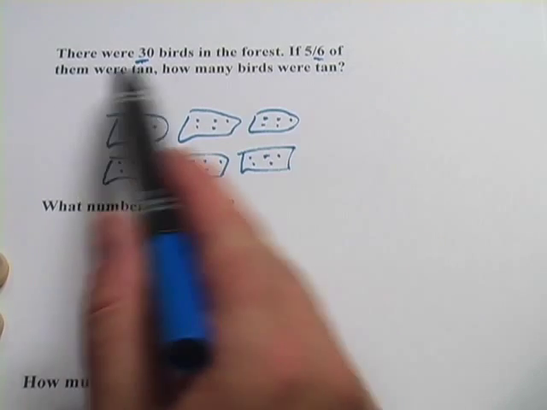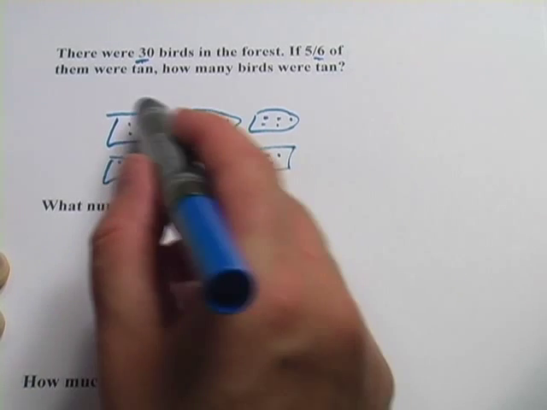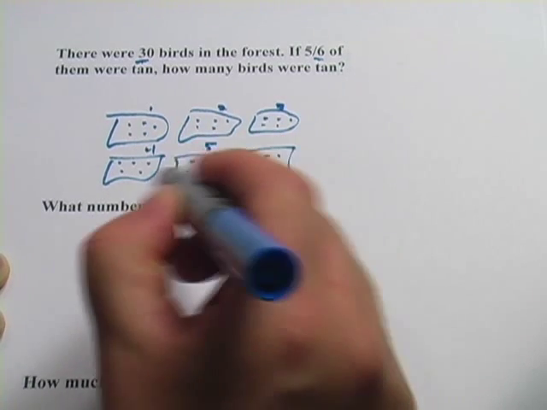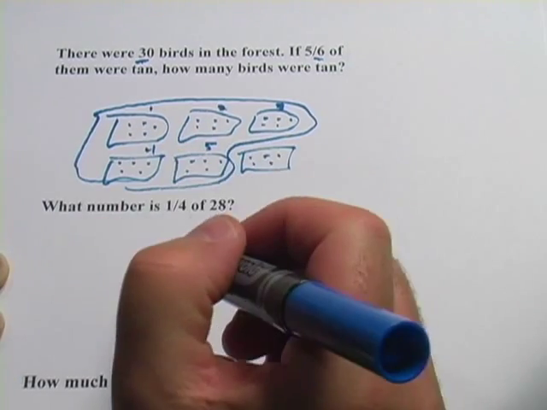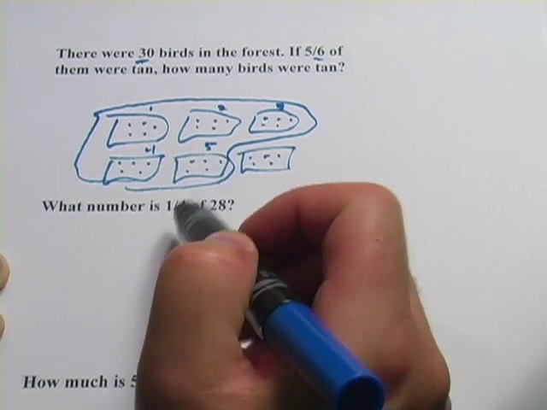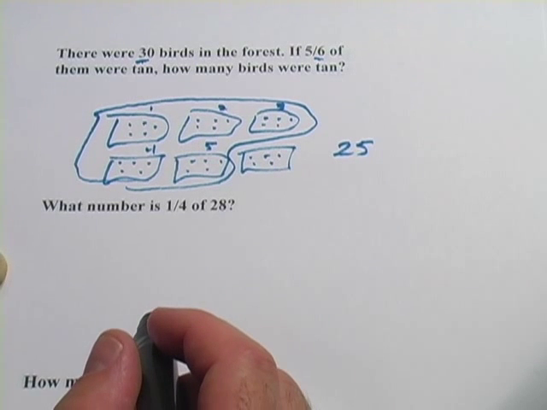And then it says if 5/6 of them were tan, well, these chunks are my sixths. So 1, 2, 3, 4, 5. This represents 5/6 right here. How many of the birds were tan? Well, there's 5 in each of these groups. That's 5 times 5. That would be 25. So that's a way to kind of visualize it.